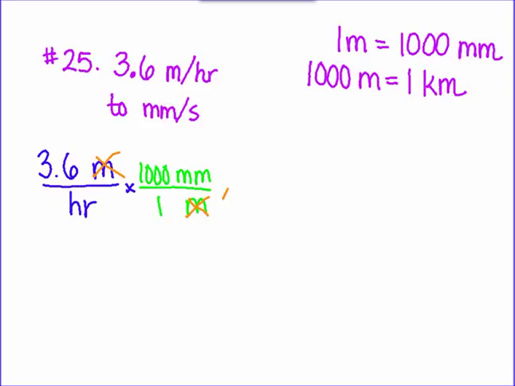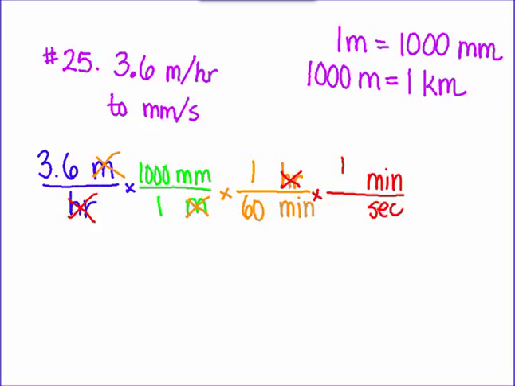Now I need to convert hours to seconds. I would go hours to minutes first. I know in 1 hour there's 60 minutes, so your hours cancel, and my label currently would be millimeters per minute. Now I'm going to go minutes to seconds, and I know that 1 minute has 60 seconds. Now my label is millimeters per second.